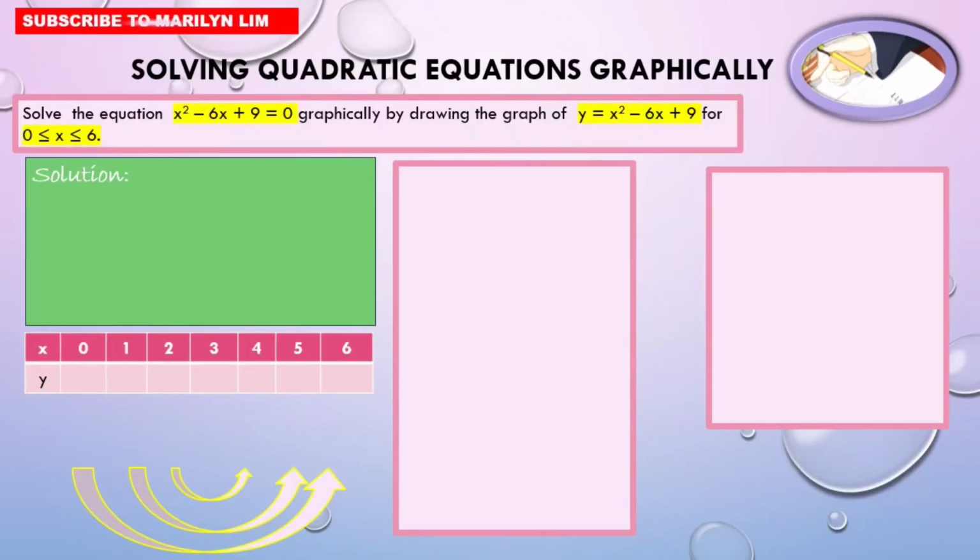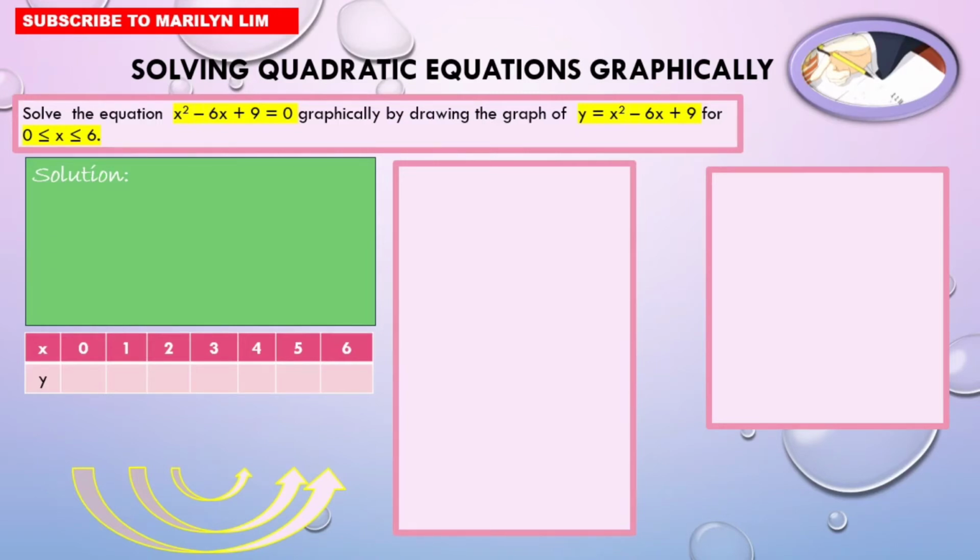So let's have our second example. Let us solve the equation x squared minus 6x plus 9 is equal to 0 graphically by drawing the graph of y is equal to x squared minus 6x plus 9 when x is less than or equal to 6 and x is greater than or equal to 0.